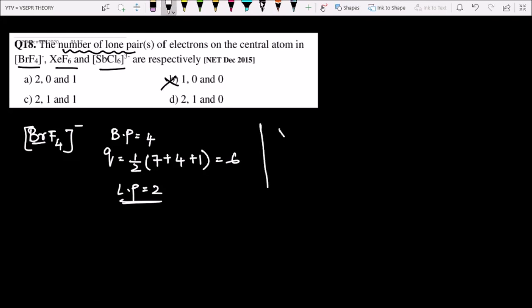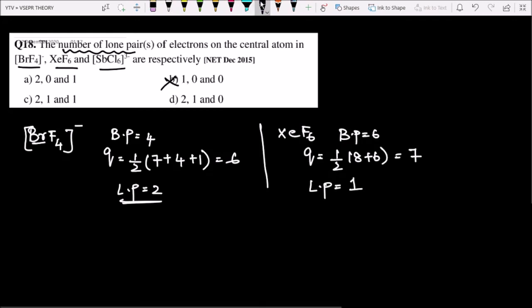The next one is XeF6. The bond pair is equal to 6. So the quotient is equal to half into 8 plus 6, so it's going to be 7. So the lone pair is equal to 1. So for the second one, the lone pair is 1, so this cannot be the answer. Now moving on to the third one.